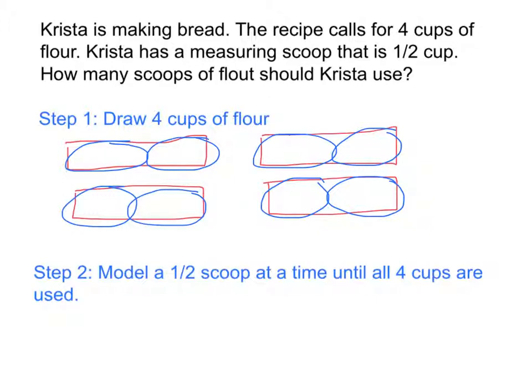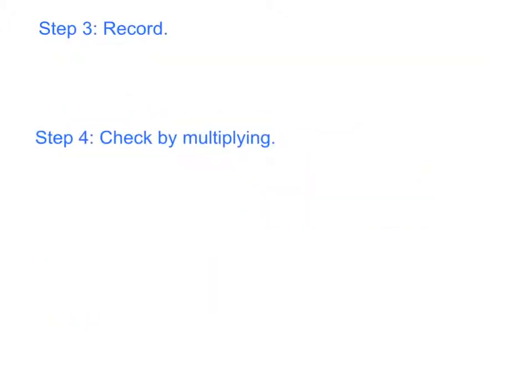How many times did I have to scoop? Michaela? 8 times. Very good. Okay, so then now we can record our equation. How many cups did we have of flour that we needed to scoop? Swati? Okay, we had 4 cups of flour that we needed to scoop. And how big was our measuring spoon? Ruba? 1/2 cup. So I had to divide the 4 cups into 1/2 cup scoops. And how many times did I have to scoop? Riley? 8. So our equation then says 4 cups divided by 1/2 for the 1/2 cup scoop equals 8.